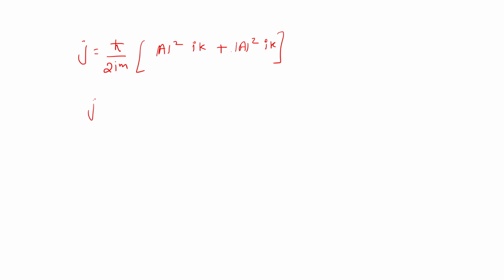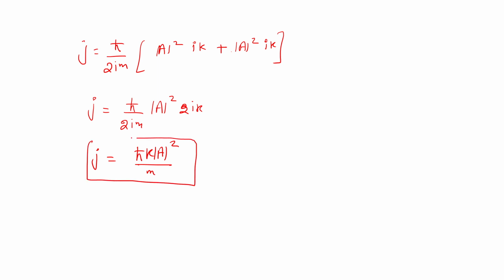So that means we are getting the probability current density as h cut over 2 iota m a square, iota k and iota k added as 2 iota k. So we are cancelling a few things. So J becomes h cut k a square divided by m only, 2 iota cancels. Okay, so this is what we are getting for this function.